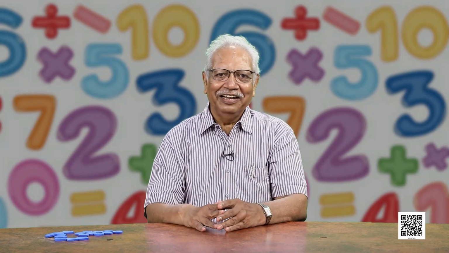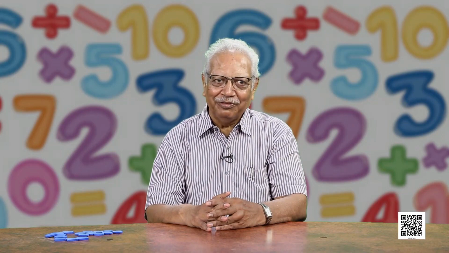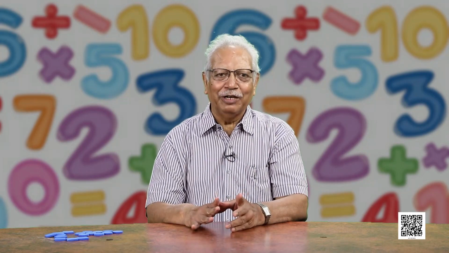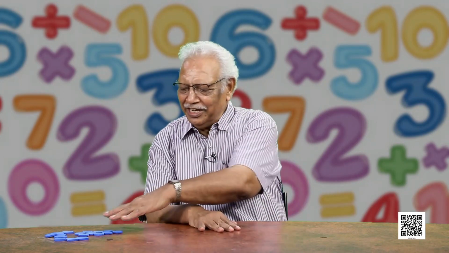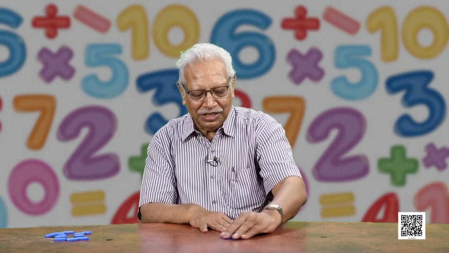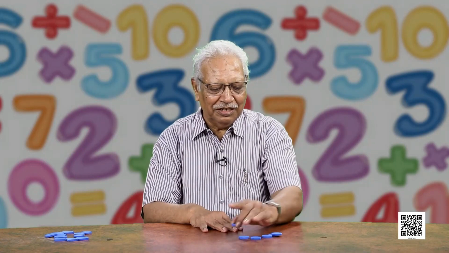Welcome back. And now we are going to take numbers more than 5 and see what happens when we add one more to it. Let us take these things. Just see, you must have seen such round things. These are how many?